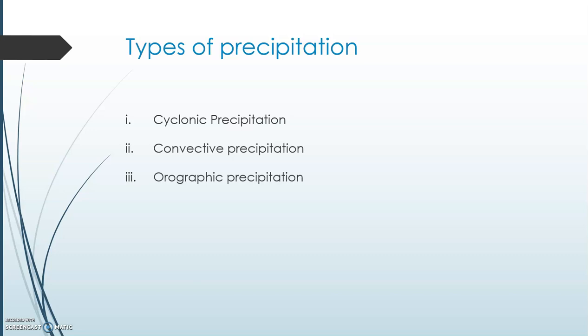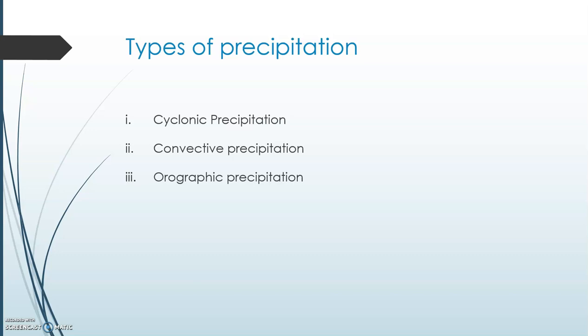Whereas in case of convective precipitation, when there is a hot day, the ground surface and air near the ground get heated, so it rises into the atmosphere, cools and condenses, which results in precipitation. So in this form convective precipitation occurs.